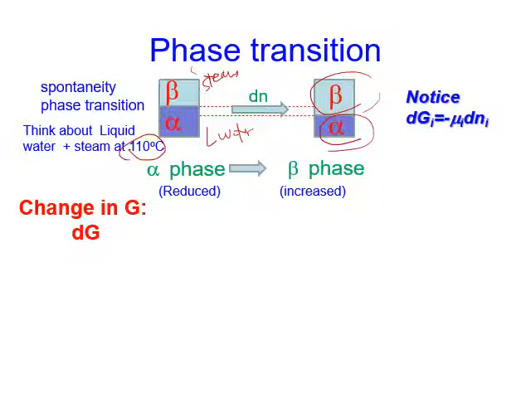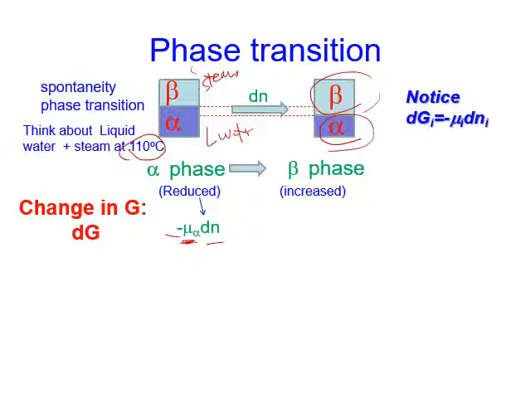What happens to the Gibbs energy? For alpha phase, the number of moles decreases, and this will decrease the Gibbs energy for alpha phase. The alpha phase Gibbs energy change is calculated by the molar Gibbs energy, which is the chemical potential, times the number of moles change. And here, the number of moles decreases, and therefore the Gibbs energy decreases. We add a negative sign to indicate the decrease in Gibbs energy of alpha phase.